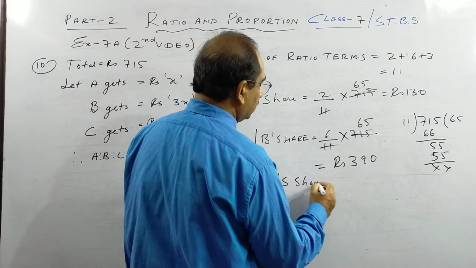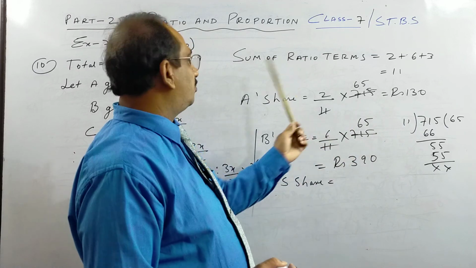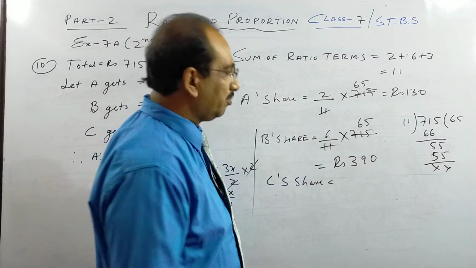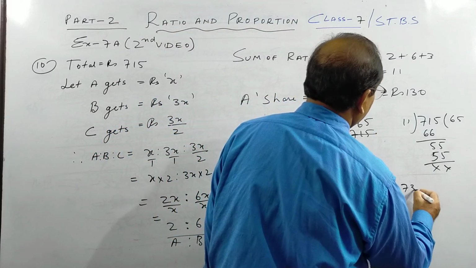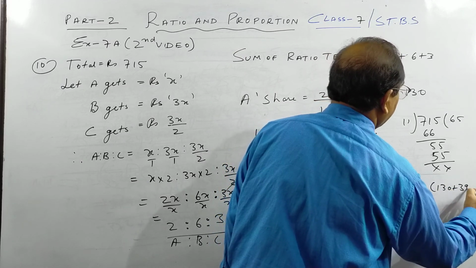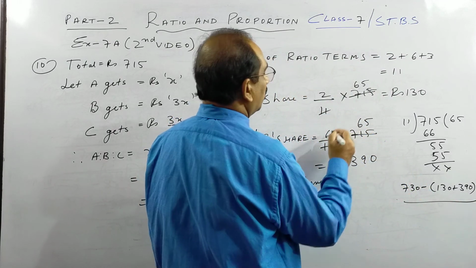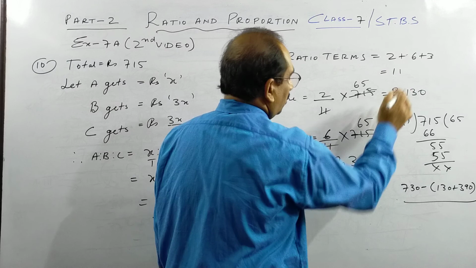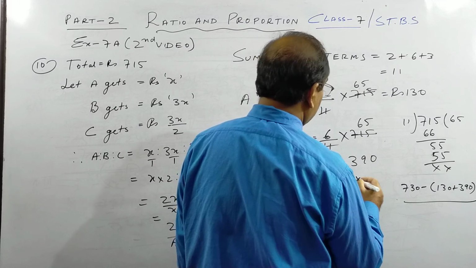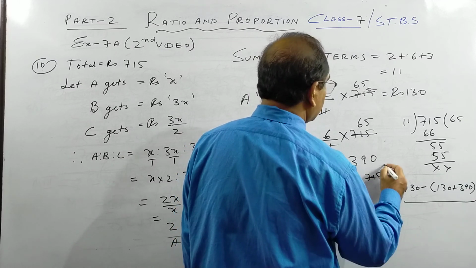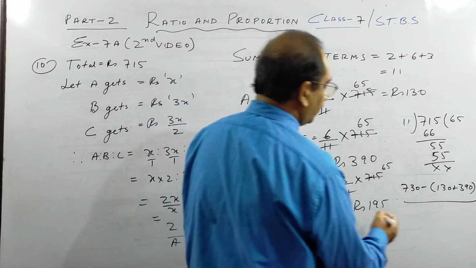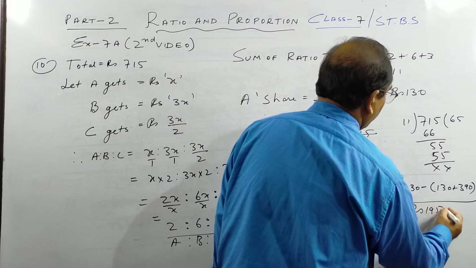So C's share, children, there are 2 ways. Add A and B and subtract from total. So there are 2 ways like I did in the previous sum. 715 minus this plus this, you put in bracket. So this is one method: 715 minus 130 plus 390. But I am showing you the same logical method. 3 out of 11. So this is also logical, this is also logical. But this comes by the ratio method of 715. So this goes 65 times. 65 3s is 195. 6 3s are 18, 5 3s are 15. So here also by another method you will get 195.